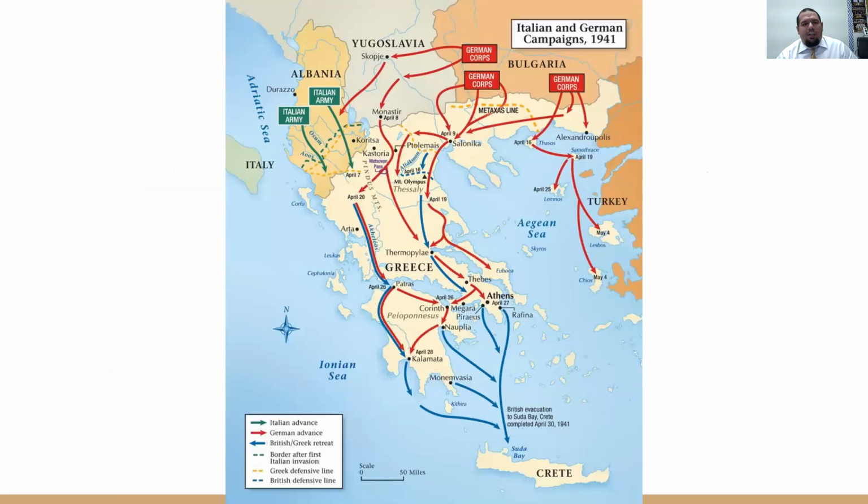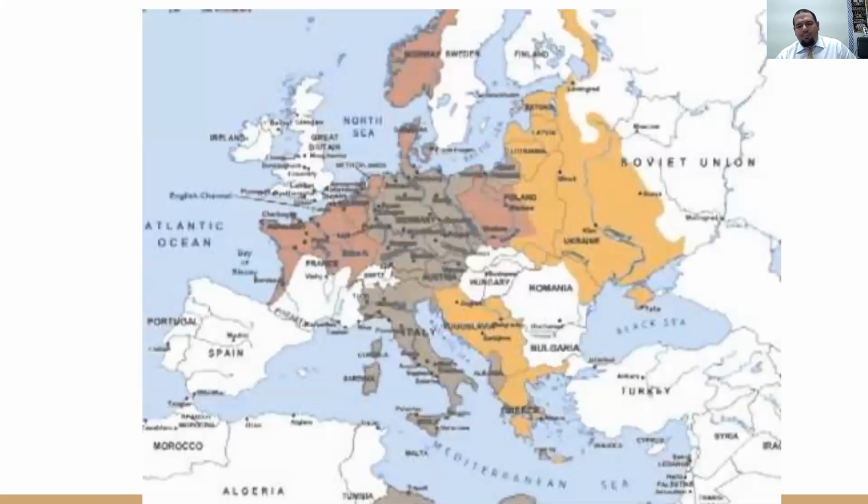So Italy, notice Italy's on the left side. You have the Adriatic Sea in between. So then they invade through Albania and down. Okay. That's the Balkan campaign.